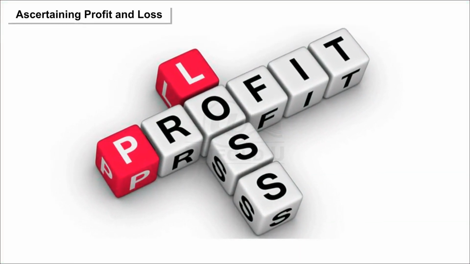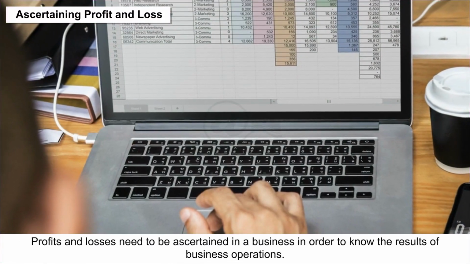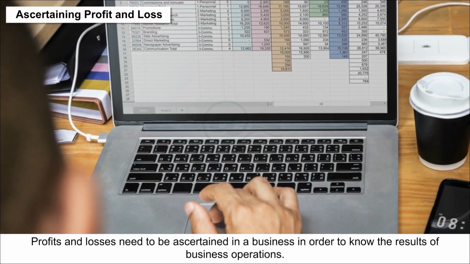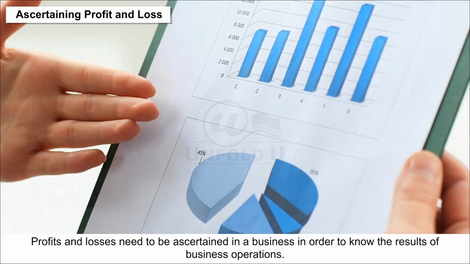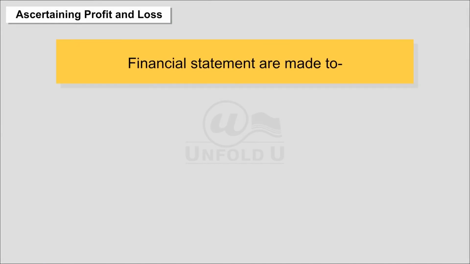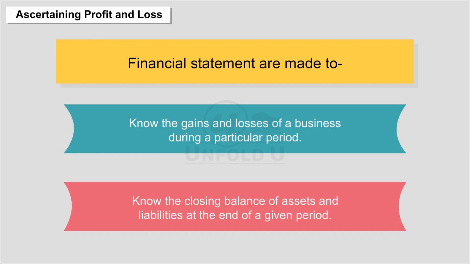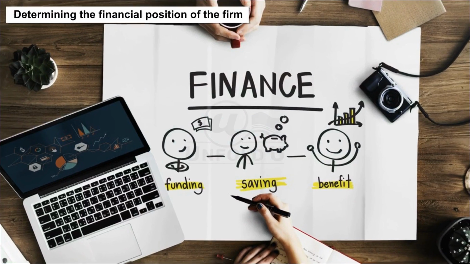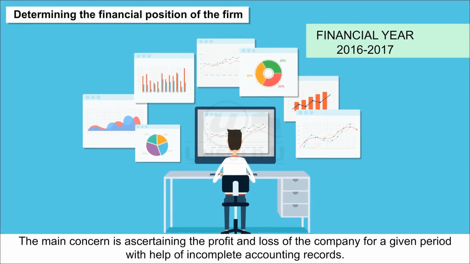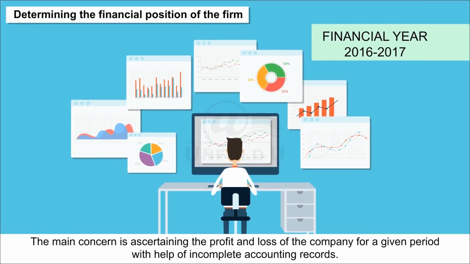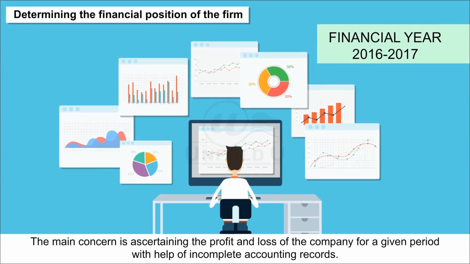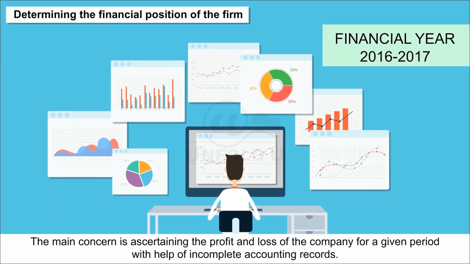Ascertaining profit and loss. Profit and losses need to be ascertained in a business in order to know the results of business operations. Hence, financial statements are made to know the gains and losses of a business during a particular period, know the closing balance of assets and liabilities at the end of a given period, and determine the financial position of the firm. The main concern is ascertaining the profit and loss of the company for a given period with the help of incomplete accounting records.